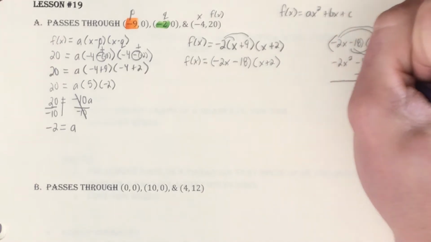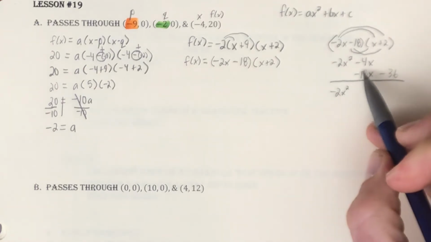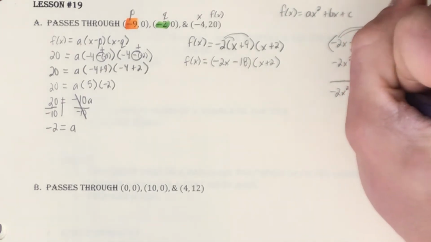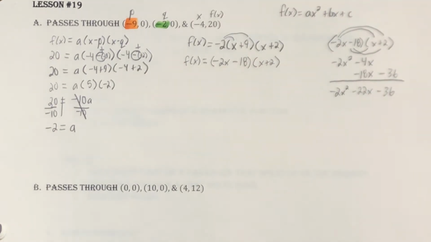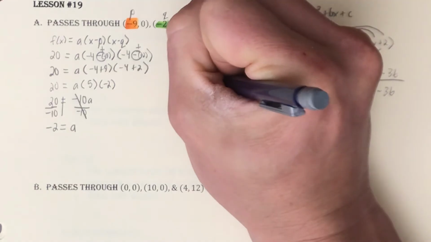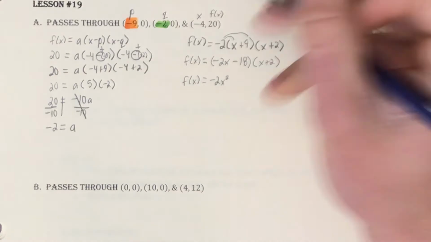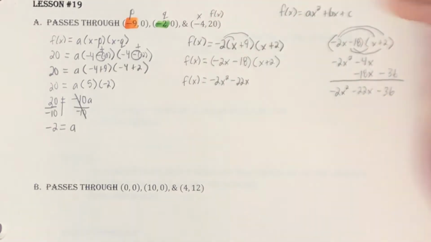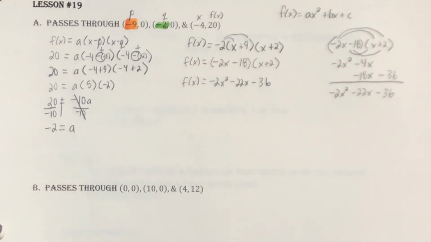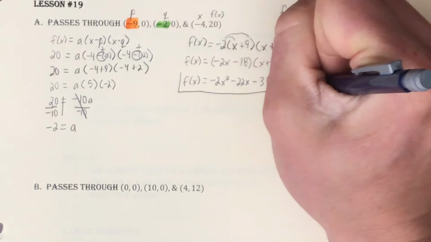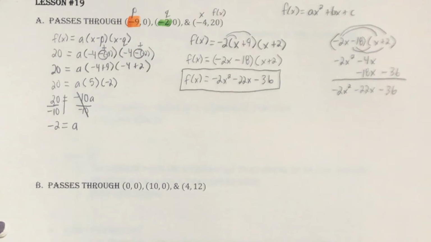So then at that point, I need to go ahead and combine like terms. So negative 2x squared comes down. Negative 4x minus 18x is negative 22x. And then negative 36 comes down. So when I did my multiplication, what I came up with is f of x equals negative 2x squared minus 22x minus 36. And there is my final answer. f of x again equals negative 2x squared minus 22x minus 36.